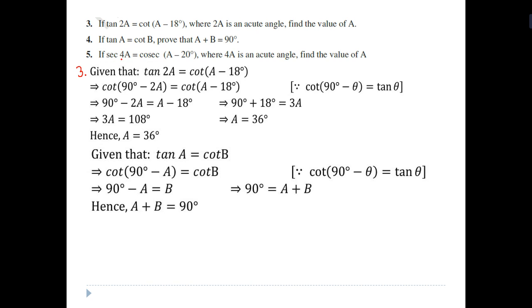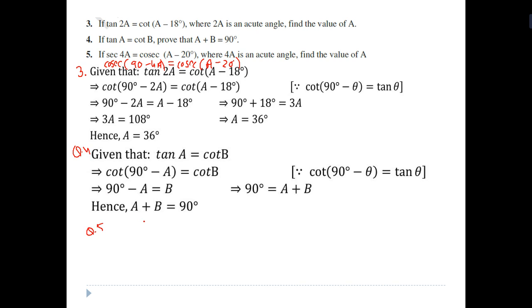Same thing, sec 4A. So I can write here cosec (90 minus 4A) is equal to cosec (A minus 20). Let me see that. So, third sum, that I think here it is not, but I have to do question number 5. That is question number 4.